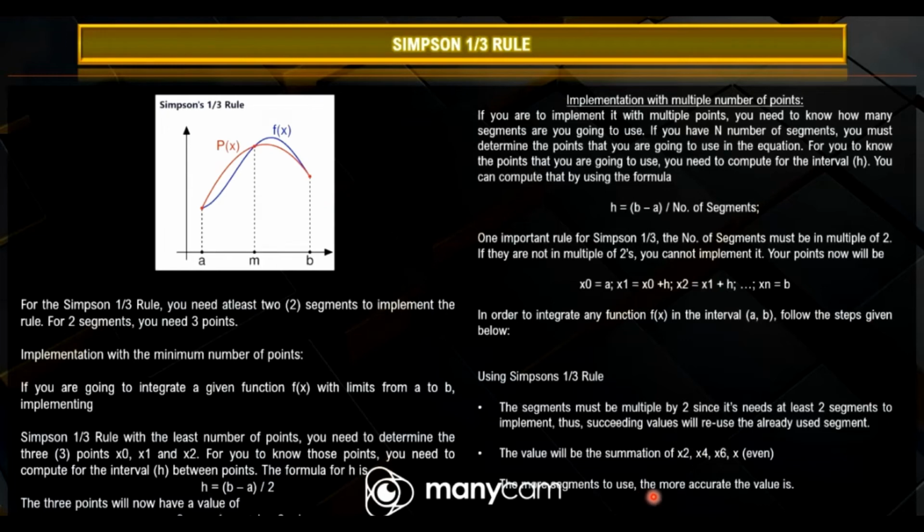So the more segments you use, the more accurate the value is. As our height gets smaller, that is, as we have a larger number of segments, our value will be more accurate.